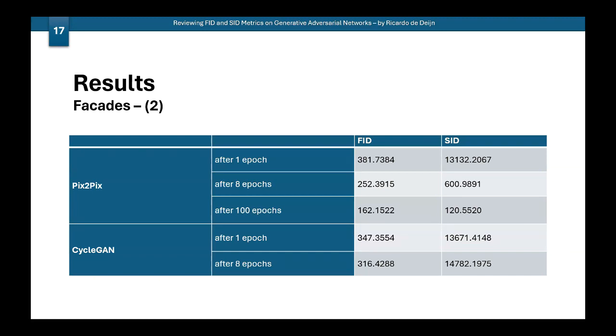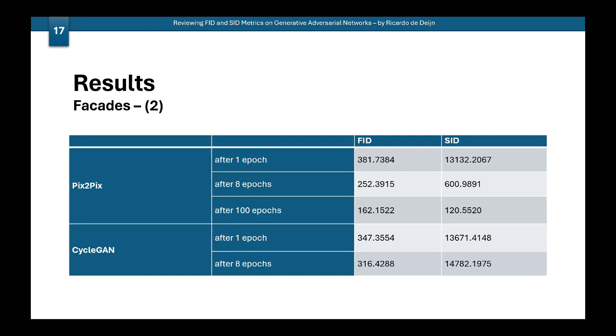So after 8 epochs, FID and SID on CycleGAN, for example, both have a pretty high score, but FID is better after 1 epoch, while SID is a little worse after 1 epoch, which could mean that SID is more sensitive to diversity and also variability. It measures both diversity and variability, and FID only measures diversity. So it could mean that in the 8th epoch there was less variability, and that's why the score is higher compared to the 1st epoch.